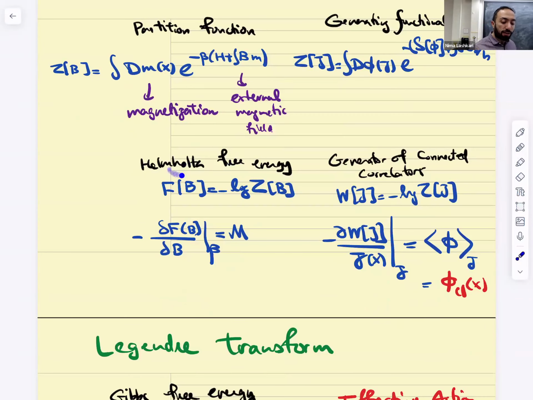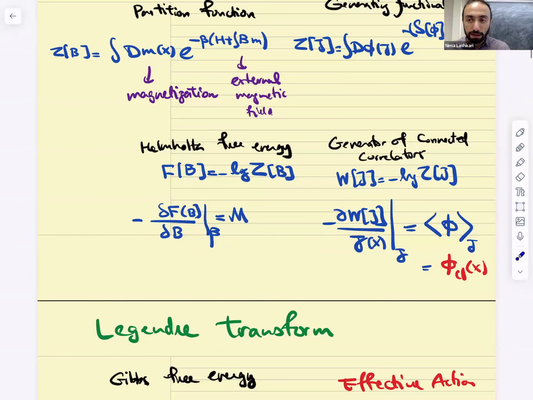Now, it's called Helmholtz free energy because its derivative with respect to B at fixed beta gives you M, the magnetization, right? The thermal expectation value of magnetization. And analogously here, taking derivative with respect to J gives us the 1-point function of the field phi, which we call phi classical, right? It's a field. It's a function. Good?